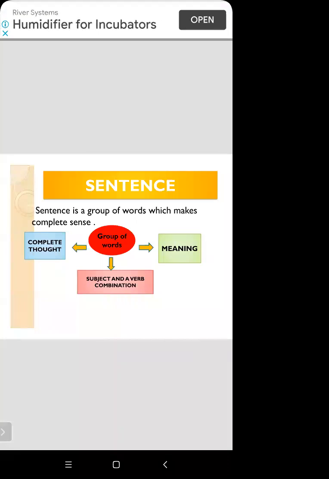I am repeating again. A sentence is a group of words. Sentence क्या होते हैं? Group of words होते हैं जिसका complete sense होता है. देखो group of words तो होते हैं. Now I'm giving you an example. Fruit is apple and. Do these words make sense? No, they do not make sense.